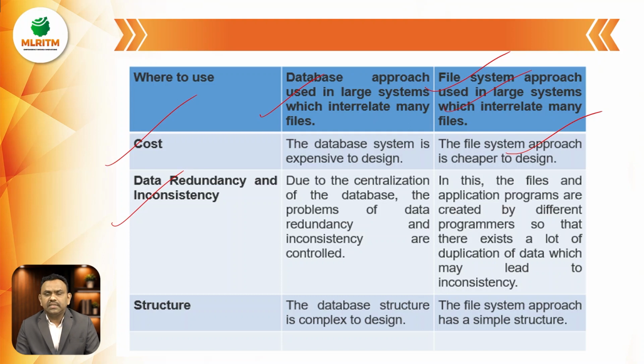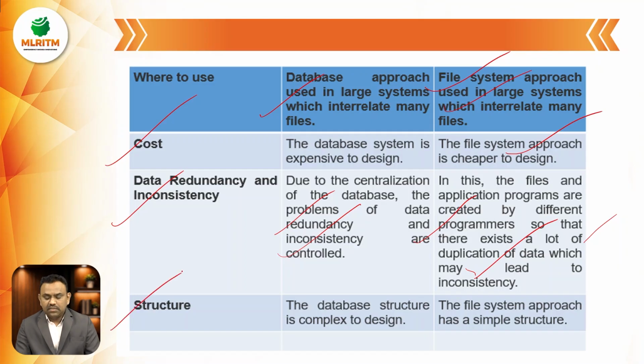Here, data redundancy and inconsistency. Redundancy means duplicate data. Due to the centralized approach of a database, the problems of redundancy and inconsistency are controlled. Due to the centralization, we can easily identify the data redundancy and also remove it by using different types of normal forms. In the case of a file system, the application programs are created by different programmers, so there exists a lot of duplication of data, which may lead to inconsistency. Duplication of data is more in the case of a file processing system.